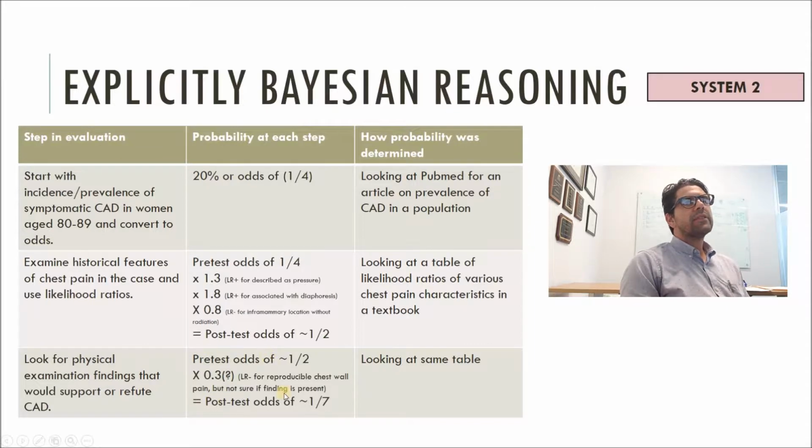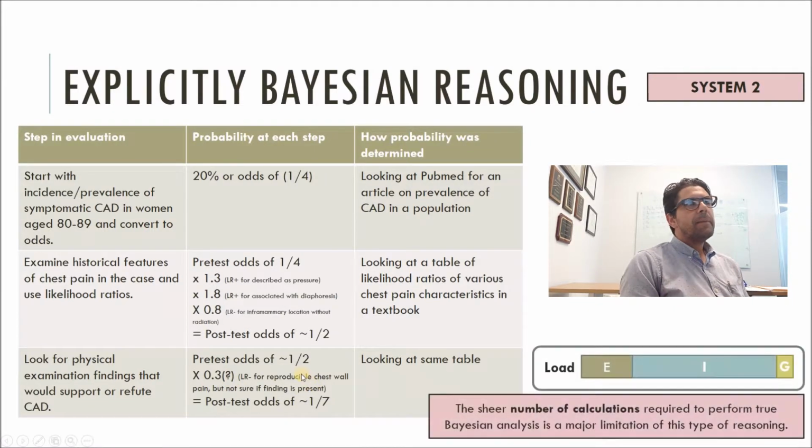And I could do the same thing with physical findings. But now I'm not so sure of my physical exam, right? So even though the negative likelihood ratio for reproducible chest wall pain is 0.3, I may not be totally sure that that pain is present. So now I've already started to ruin my math.